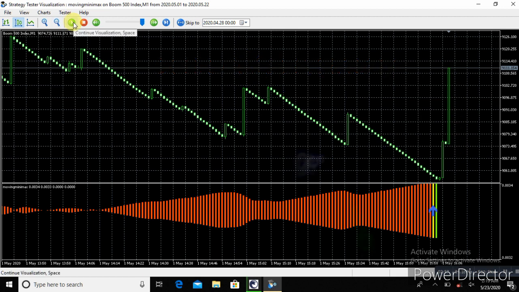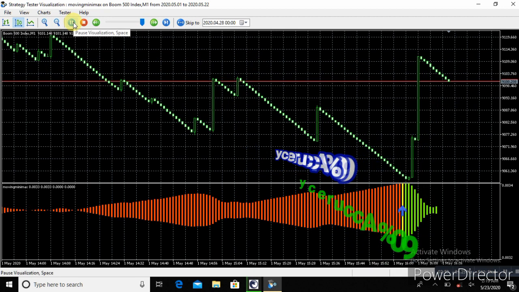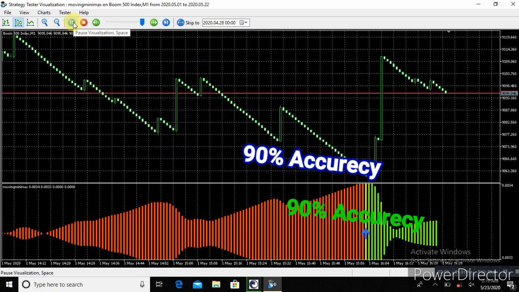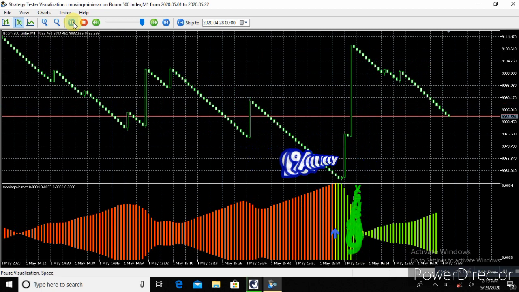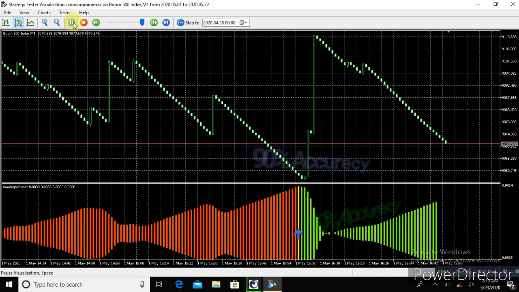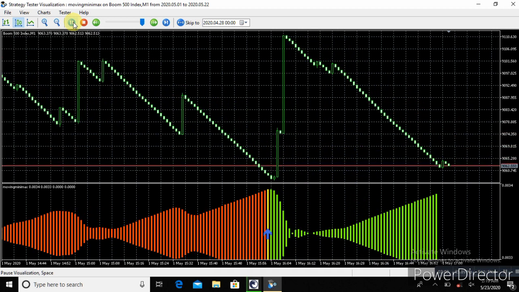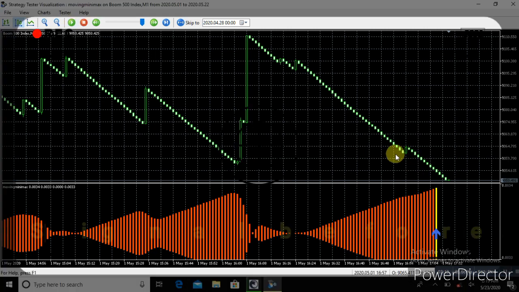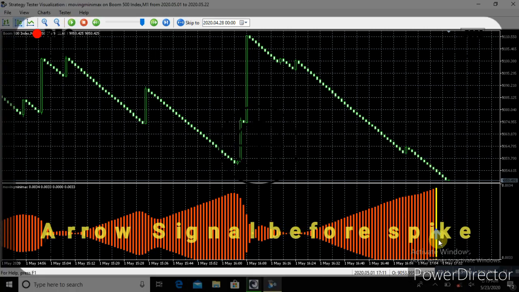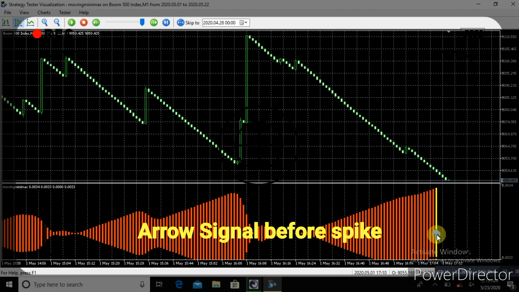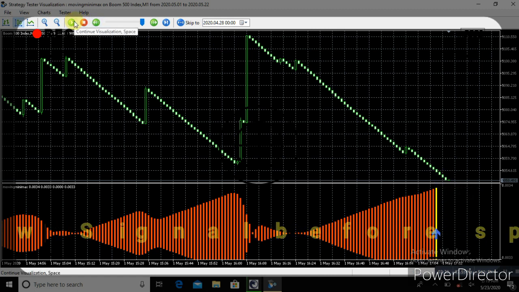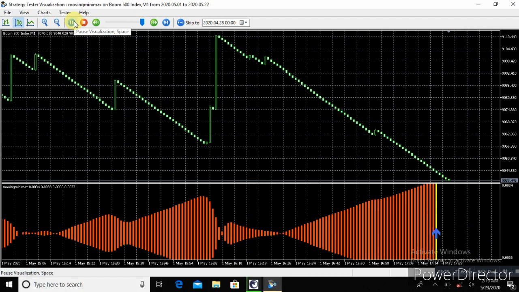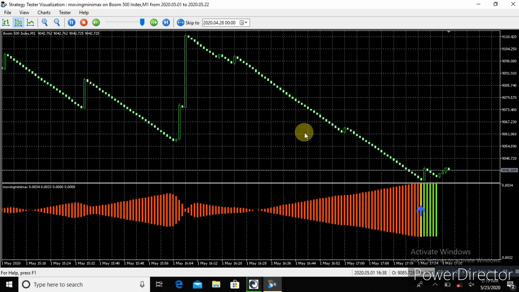So this is the thing, a real spike detector. Look here, once the arrow comes, the spike follows. Look here, the market is coming down and the arrow is here. Look here, arrow, it means after 8 candles a spike is on the way. Then let's see, after 8 candles, look here, spike, arrow here.